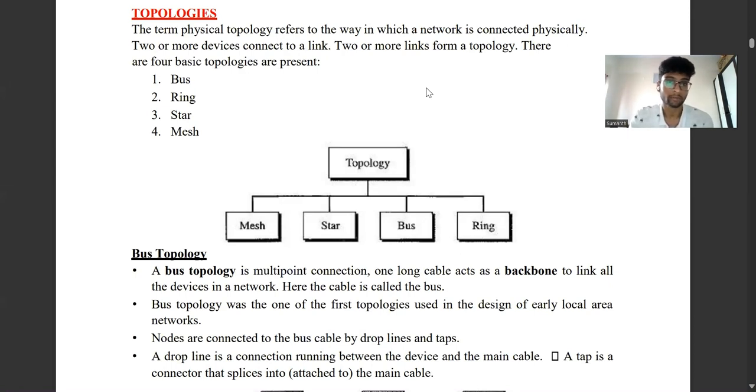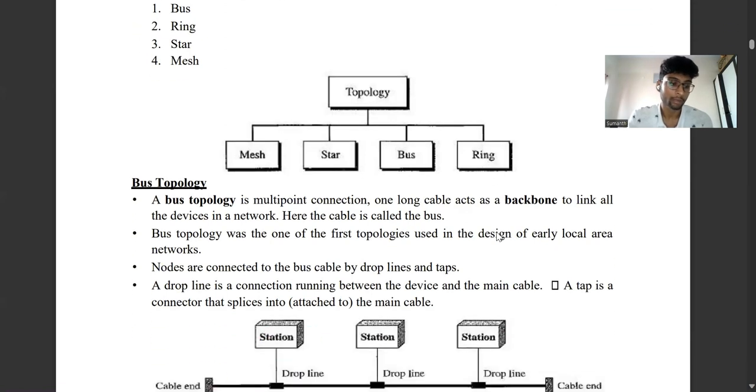So now, coming to the different types of topology. Basically, here two or more devices are required to connect to a link. There are mainly four basic topologies, and of them I am going to discuss two, which are bus and ring topologies. Now, coming to bus topology.